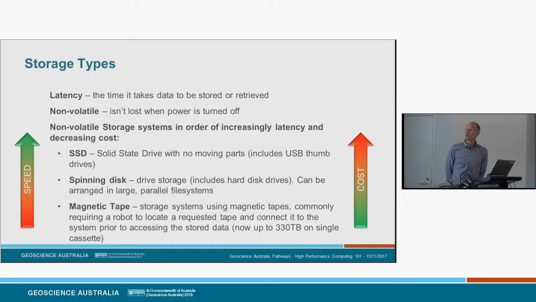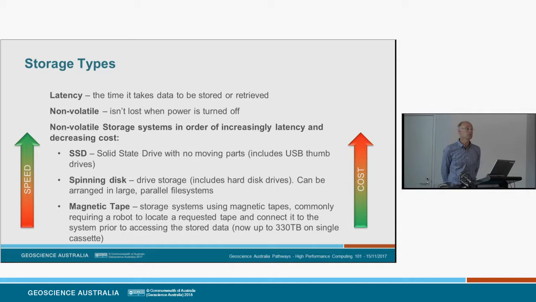Okay, or we can use solid state drives, so the USB thumb drives that we have, those are solid state, there's no spinning parts. These happen to be super fast, right? So at the top we have the fastest devices, and at the bottom we have the slowest ones. Spinning disks, so this includes hard disks, can be quite quick. They can be used in parallel file systems, and the NCI happens to have a large number of spinning disks. And then magnetic tape, this is the slowest system, but it's also the most inexpensive.